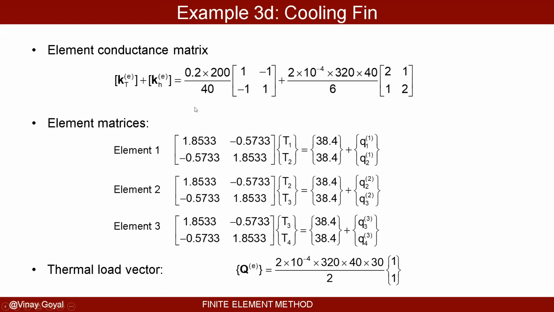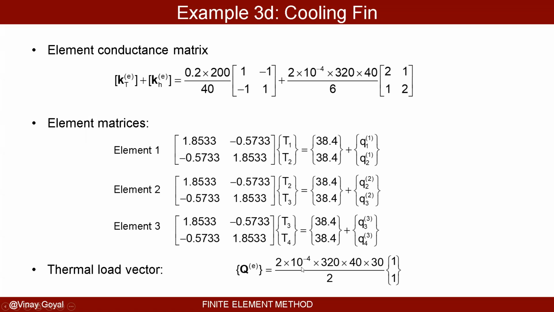I'll use a linear element. So when I calculate the element conductance matrix, I get this term and I get this term, for element 1, 2, and 3. Here my goal is to show you how the boundary conditions are applied, less about how to derive the equations, because I've shown you how to do that. But regardless, element 1 is this, 2 and 3 is this, and you can see how I get this 38.4 showing up.